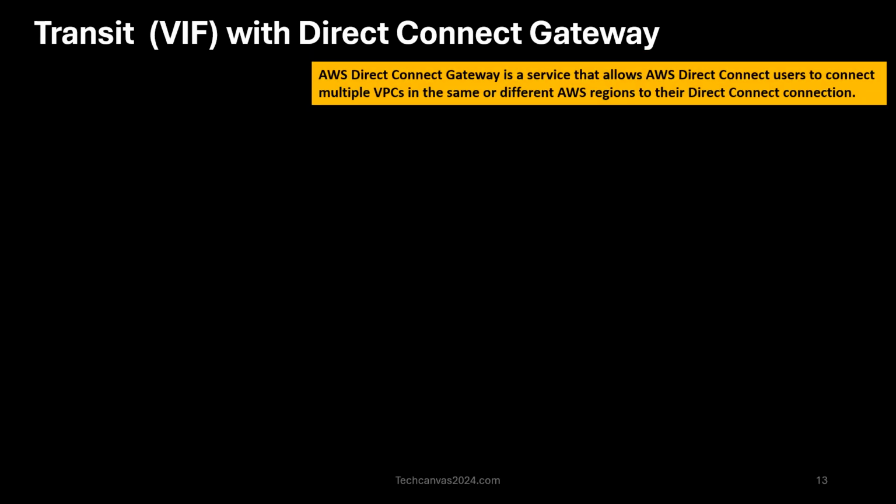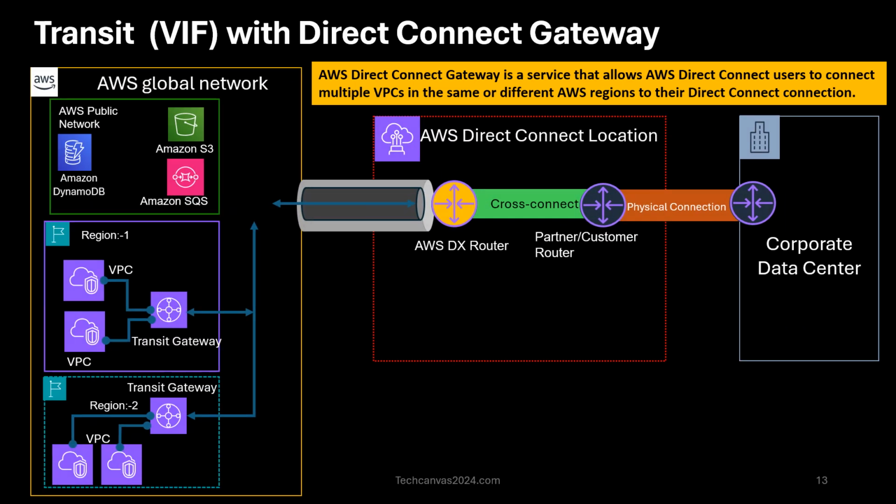So let's talk about Transit VIF with Direct Connect Gateway. AWS Direct Connect Gateway is a service that allows an AWS Direct Connect user to connect to multiple VPCs in the same or a different AWS region to their Direct Connect location. So here is the diagram we are talking about. It remains the same.